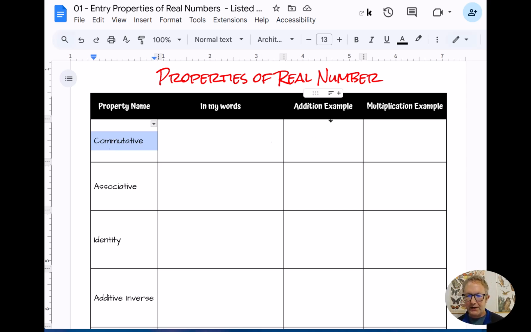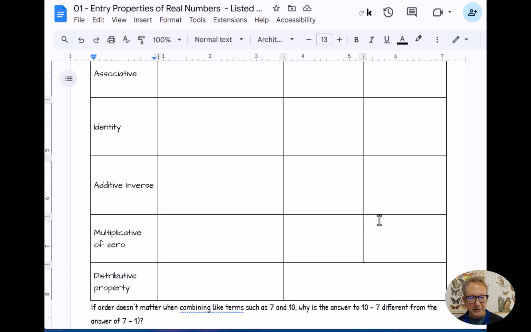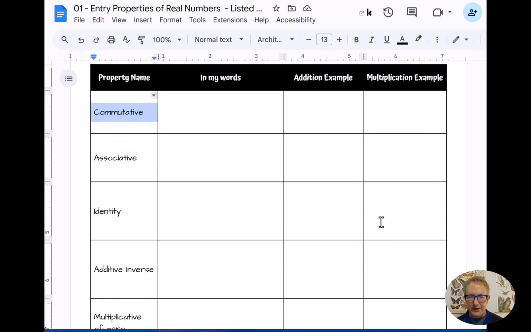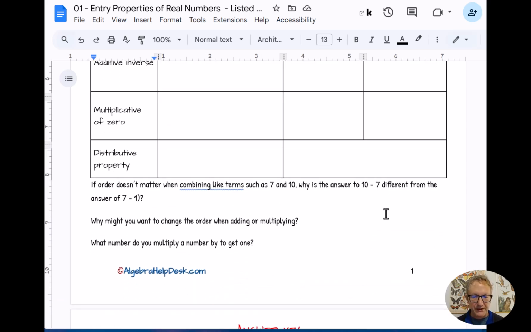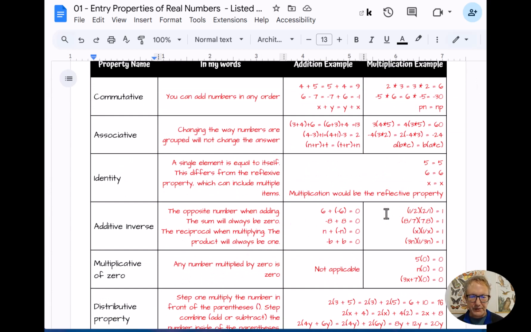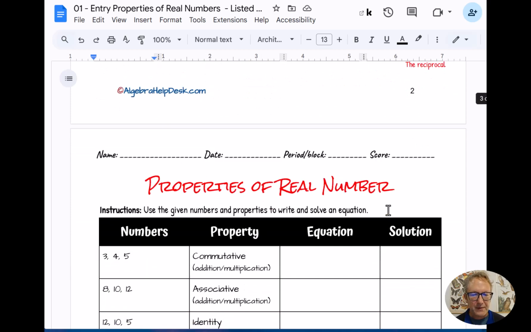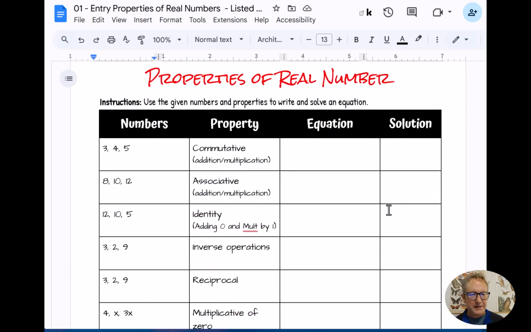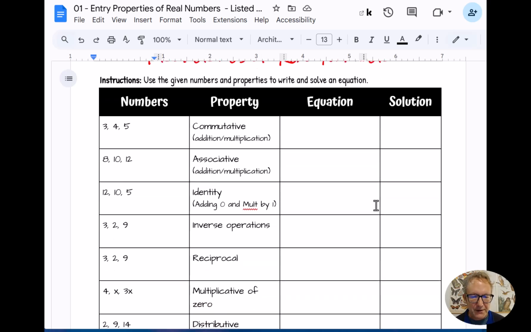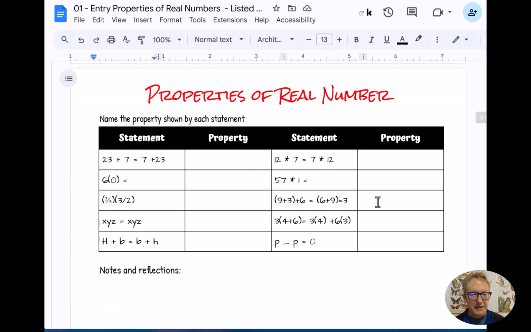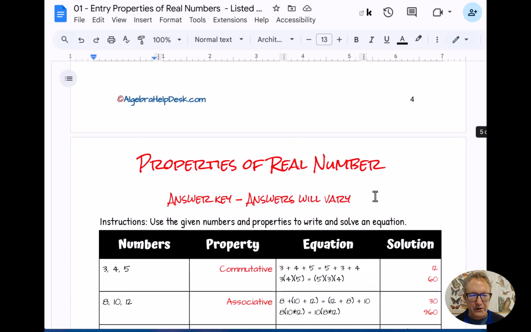And we're starting off with addition and multiplication. So everything on this page has to do with addition and multiplication. Here's the answer key. Now, of course, the part where it says in my own words, and the examples are going to be different because these are going to be student created. We just want them to mean something close to this. Then we give them some problems to work. And then we give them a few more problems to work. Once again, they can do this individually or in a small group.